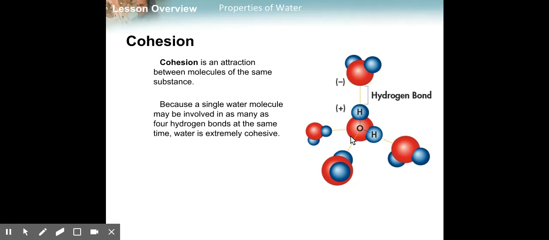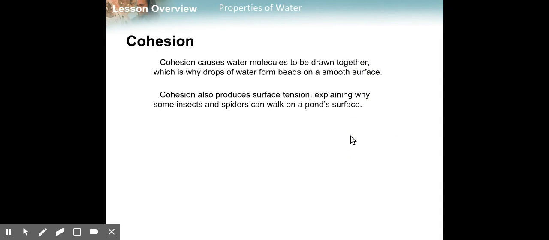Cohesion, an attraction between molecules of the same substance. Water is really cohesive. If you spill some water on the table, it's probably going to stay in drops and not just individual molecules spread out all over the table. That's also what causes surface tension. That's why some little bugs can walk across the surface of water. That's why we usually use soap when we're washing something, because it reduces the surface tension, so you can actually get it clean.